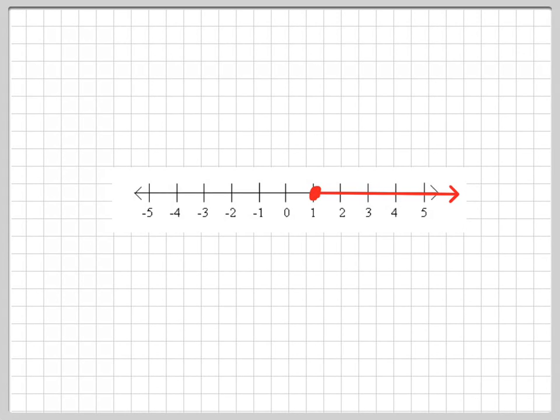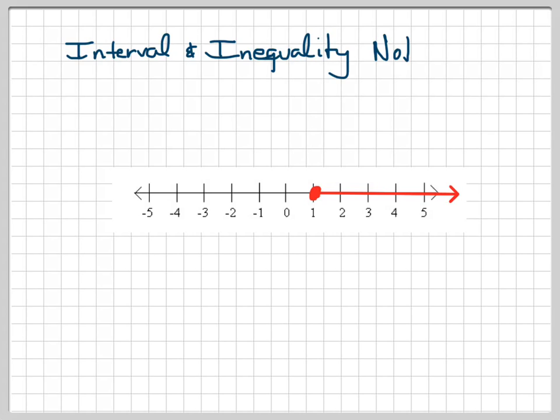Alright, this section is the third section, I think, of our unit. This is on interval and inequality notation. Now, you should be familiar with inequality notation, and it's a way of saying what numbers belong in general terms to a solution set. It's just describing a group of numbers, and this is the way we can do it.